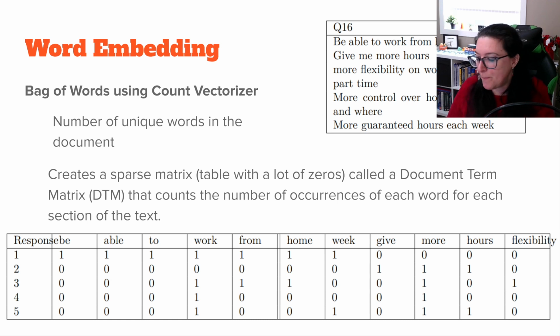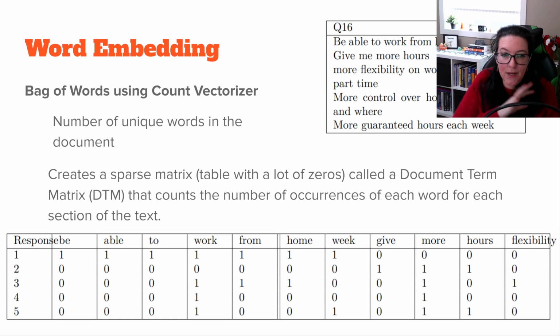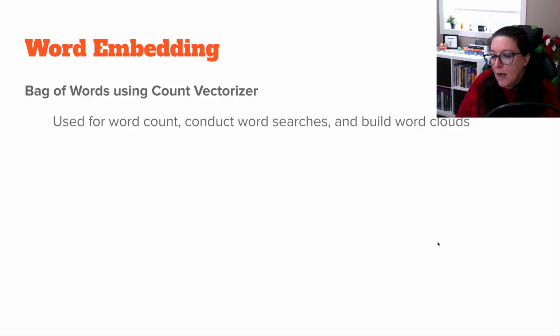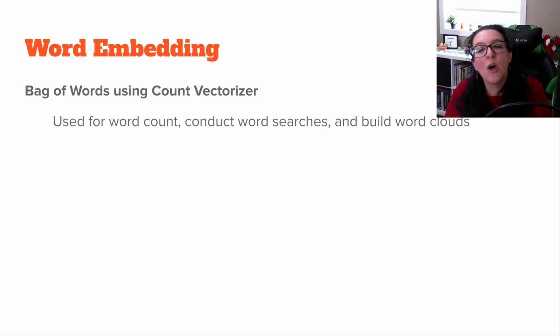Okay, so we have tokenized, and here we're tokenizing by word. We are then creating a document term matrix, which is a sparse matrix, which shows zeros and then ones for when those words or tokens appear. The bag of words using count vectorizer, we would use this for word counts. So what are the most common words? We can flag particular terminology from focus groups and surveys. We can conduct word searches and have it pull up the common statements that use that same terminology. We can build word clouds to summarize our documents or responses.